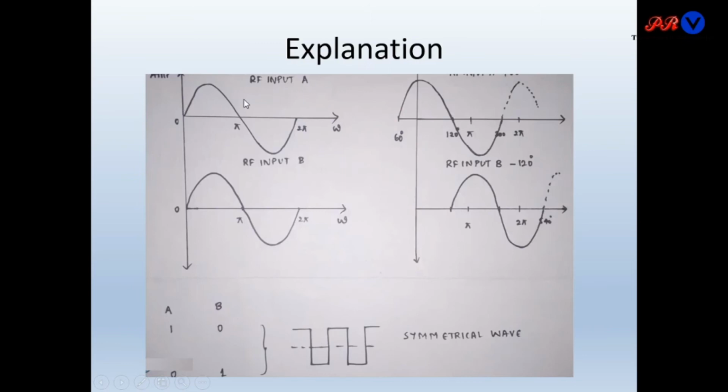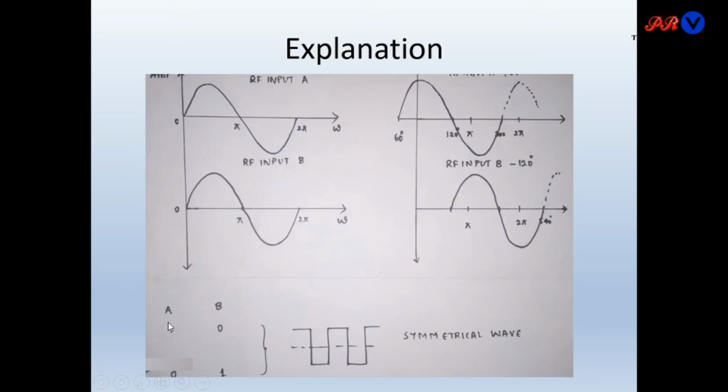So, suppose we have two inputs, RF input A, RF input B, which we already converted into IF input A and IF input B. So, first signal is shifted to 60 degree in advance, while second signal is shifted to minus 120 degree. Why are they shifted to 60 degree and minus 120 degree? So that these two signals have 180 degree phase difference between them.